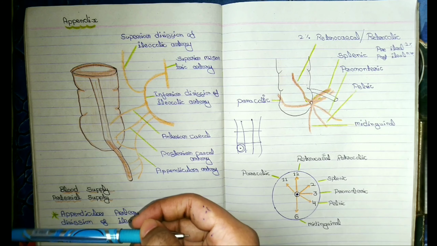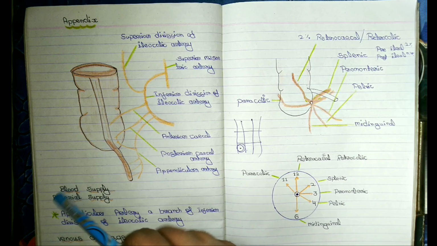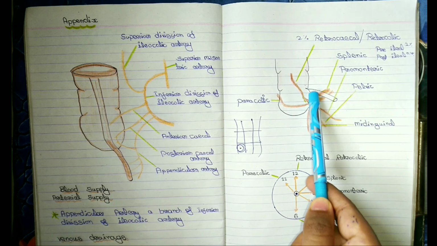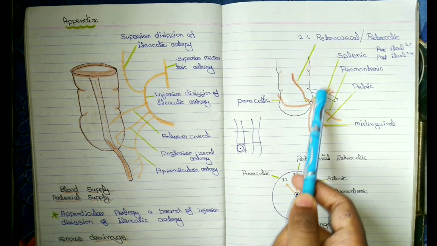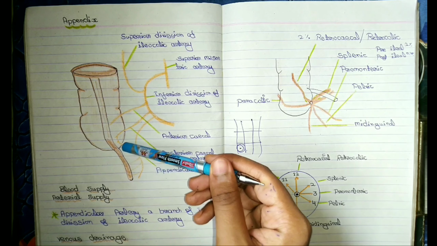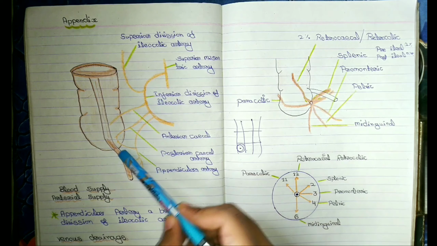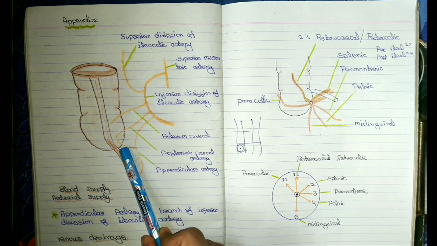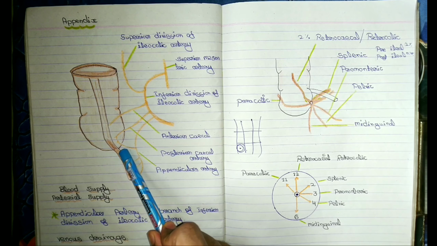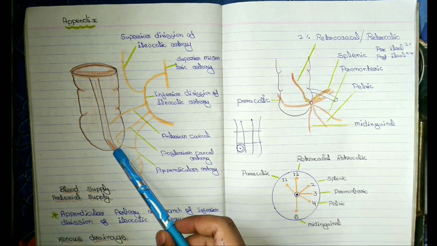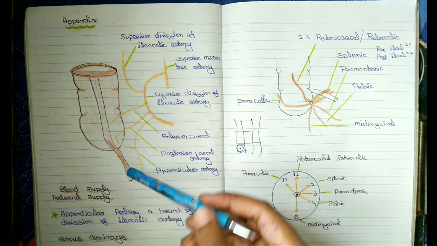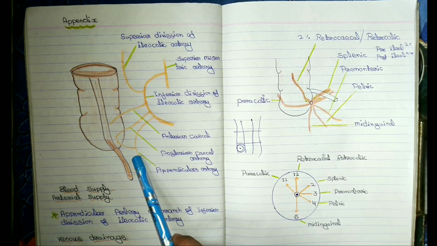Today we are going to learn about the appendix. The appendix is a narrow worm-like diverticulum which arises from the posterior medial wall of the cecum about 2 cm below the ileocecal junction. The appendix varies in length from 2 cm to 20 cm and the average width is 0.5 cm or 5 millimeters. It is more prominent in children than adults and is often obliterated after mid-adult life.